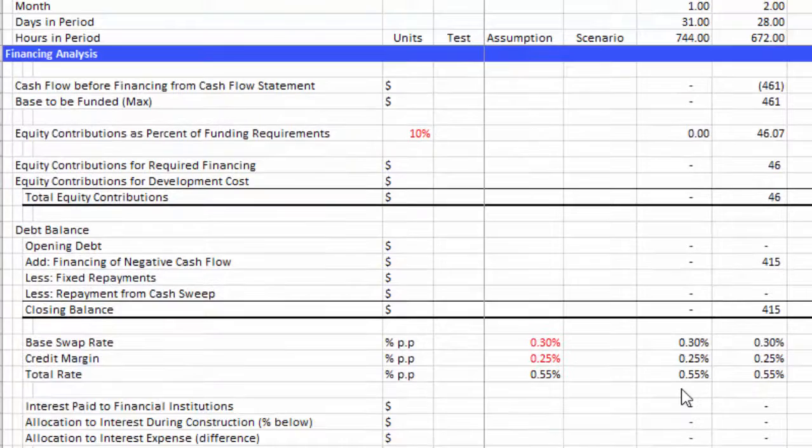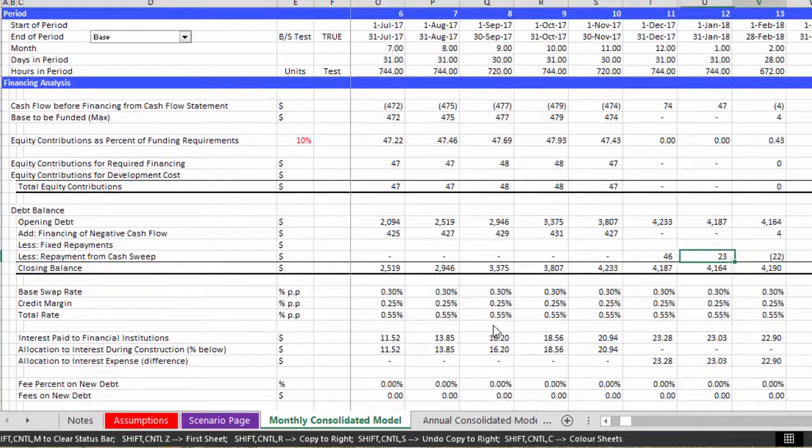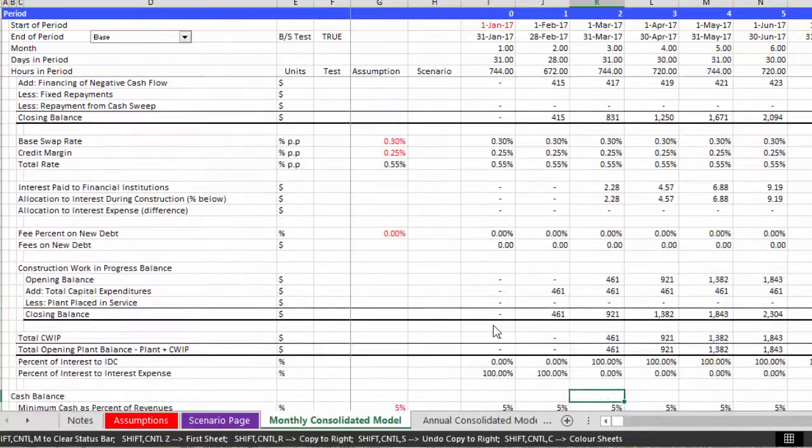So we have the total amount we fund, and 10% comes from equity, 90% comes from debt. The debt builds up and then eventually pays down. Now this is going to be a problem if we have a negative cash sweep. We'll address that a little bit later. I suggest you do one thing at a time here.